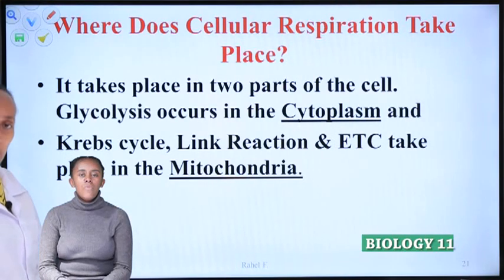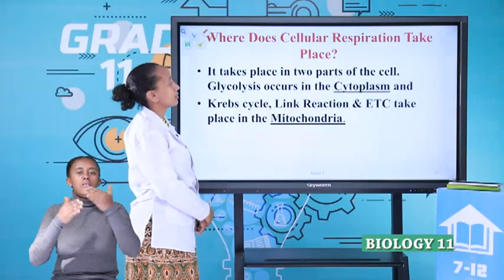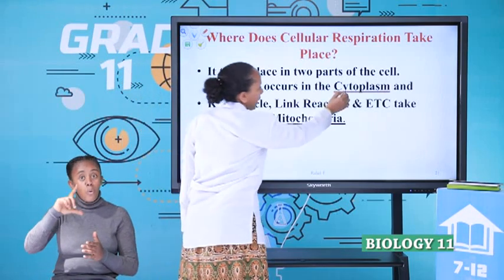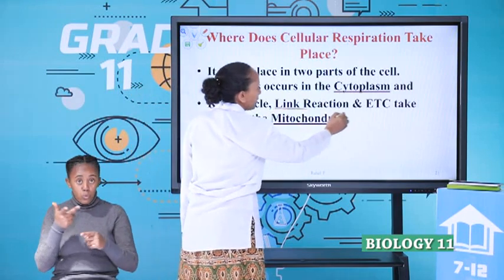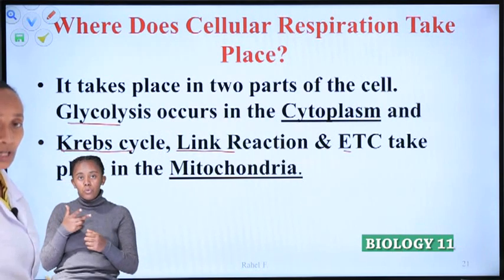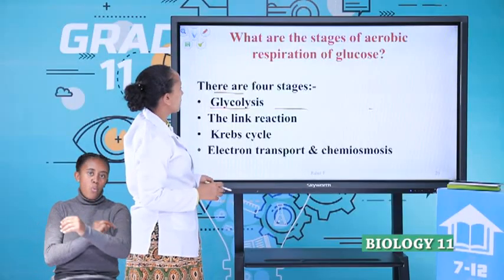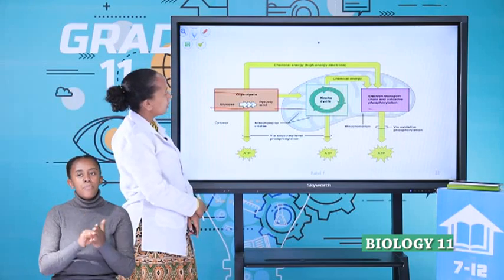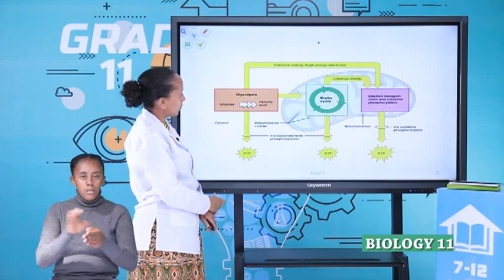So, if cellular respiration has 4 stages, where do these 4 stages take place? As I have told you, glycolysis takes place in the cytoplasm of the cell, and the remaining processes, link reaction, Krebs cycle, and electron transport system, take place in the mitochondria. They occur in separate parts of the cell. And here we have the diagram that shows where these different stages of cellular respiration occur.